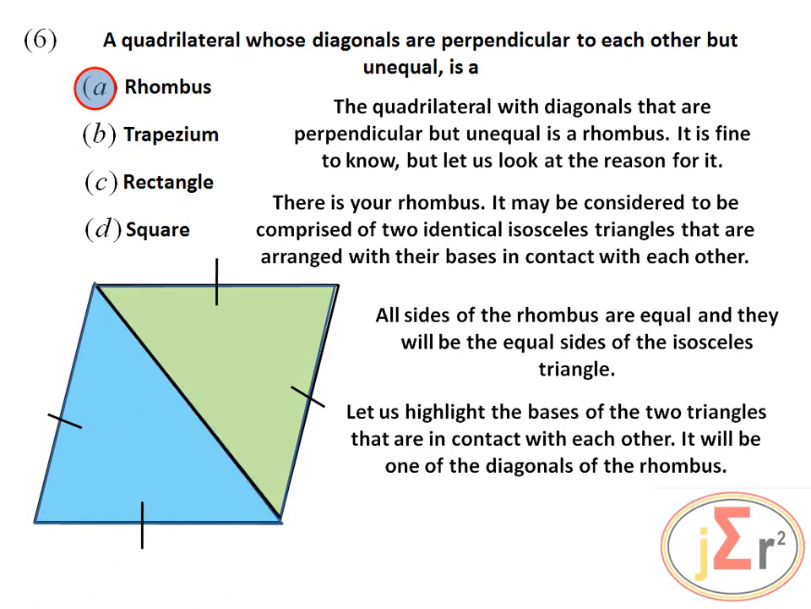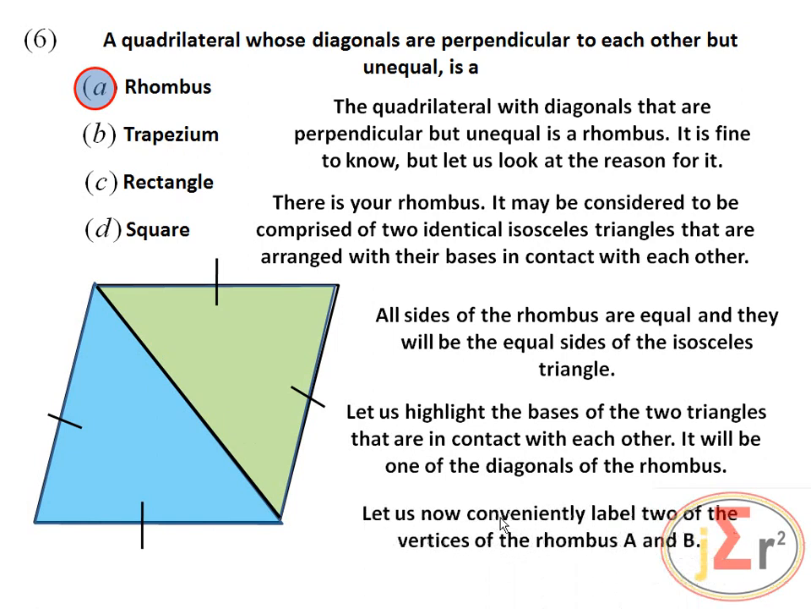Right. So this is one of the diagonals of the rhombus, and those two triangles are in contact with each other by means of this common side of the two isosceles triangles. Let us now conveniently label two of the vertices of the rhombus A and B. So there we have vertex A, vertex B.